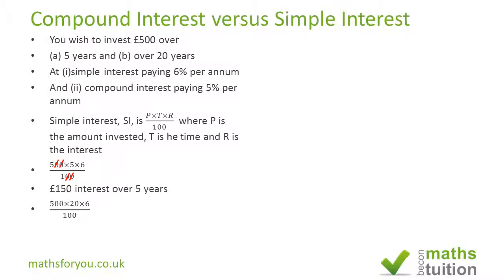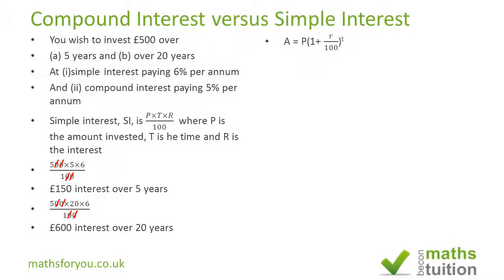Now, over a 20-year period, similar thing again. If we divide the denominator by 100 and the numerator by 100 as well, we now multiply 6 by 20, which is 120. 120 times 5 will give us £600. So the interest over 20 years using the simple interest method is £600.